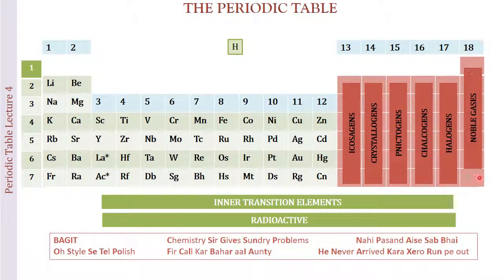Then we have the noble gases, and you can remember them from the mnemonic He never arrived, Kara, zero run pay out. So what are these dark letters? I hope you remember, and you can learn them very well with these mnemonics. This is just a sort of help from my side, and then you can figure out some mnemonics to remember the transition and the inner transition elements as well.